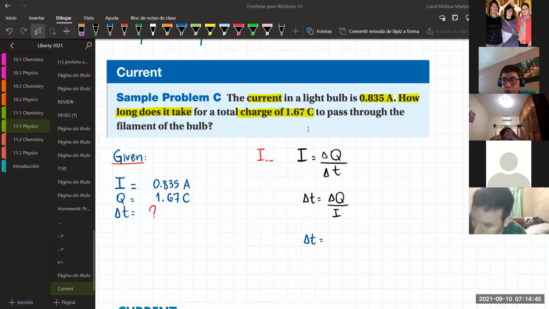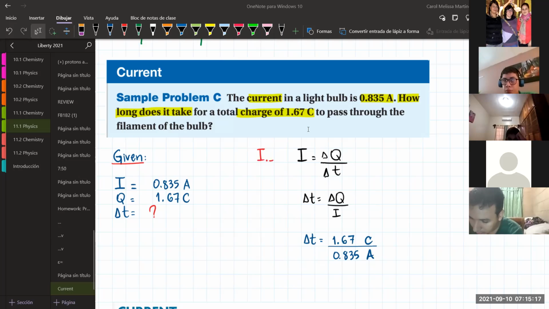coulombs, and the current given is in amperes. It is 0.835 amperes. Now, take a look at this. I have coulombs, and I have amperes. I cannot eliminate units like this.